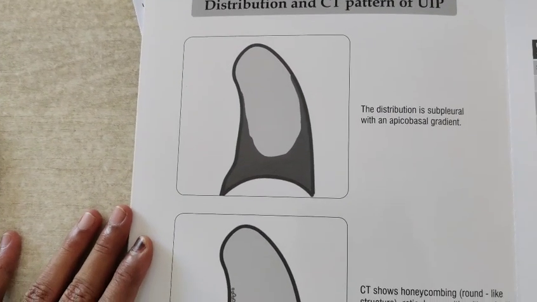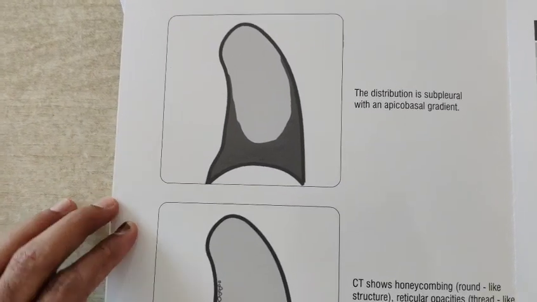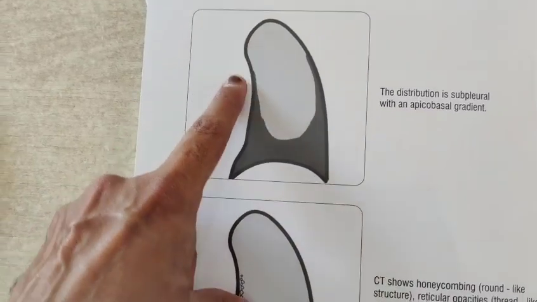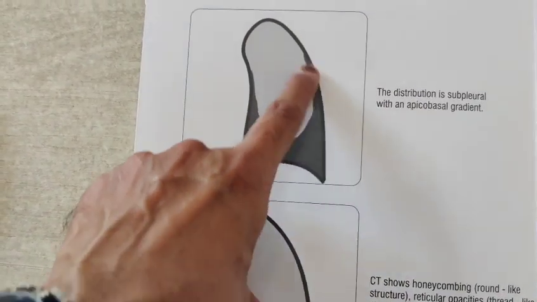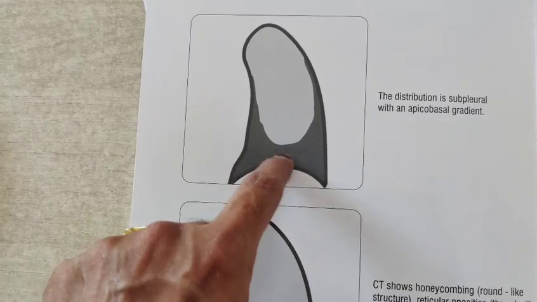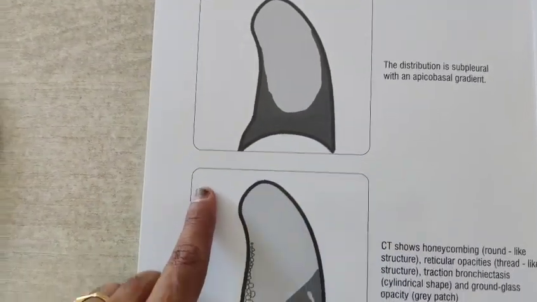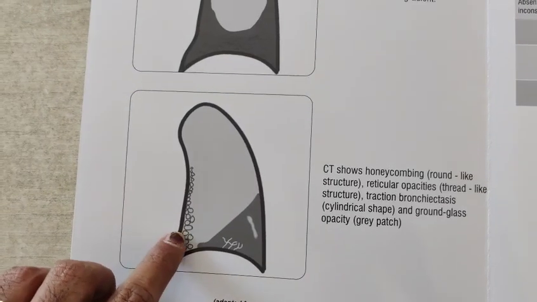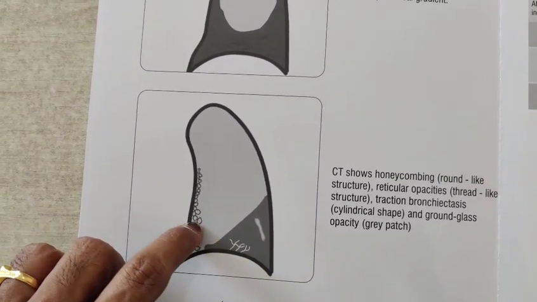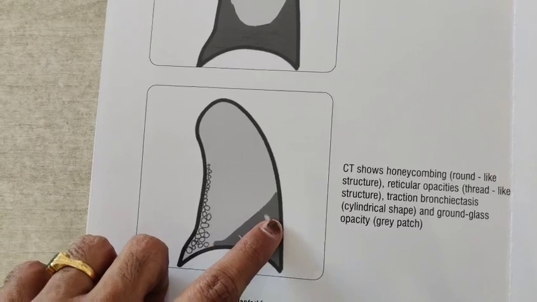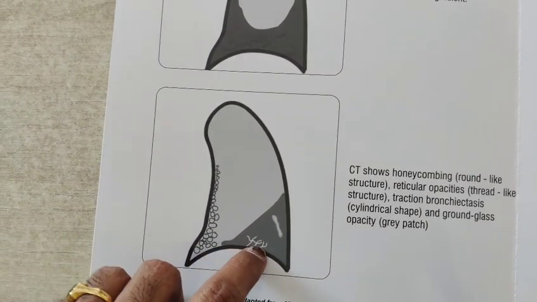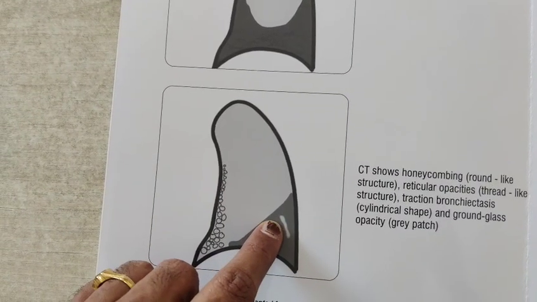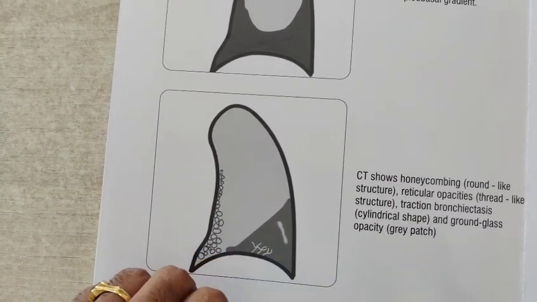Distribution and CT pattern of UIP. Here the distribution is subpleural and apico-basal. From the apex, as you go down, there will be an increase in the features like reticular opacities, traction bronchiectasis, etc. Here CT shows honeycombing, round-like structures, reticular opacities, thread-like structures, traction bronchiectasis of cylindrical shape, and ground glass opacities.